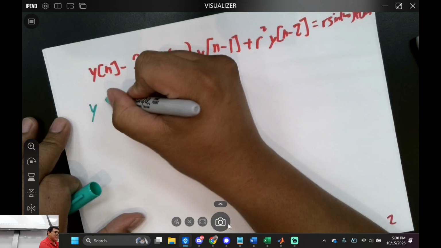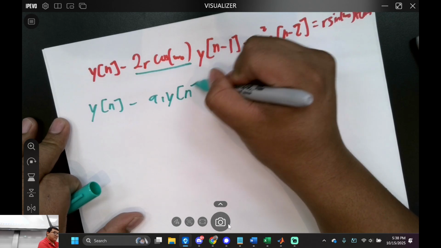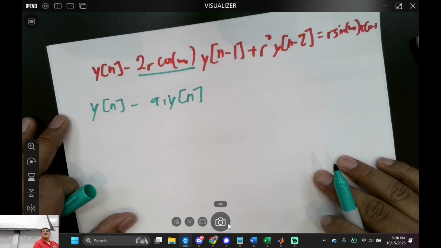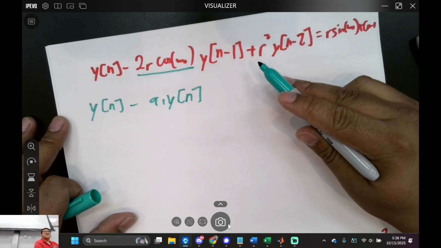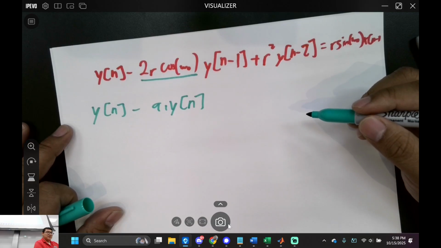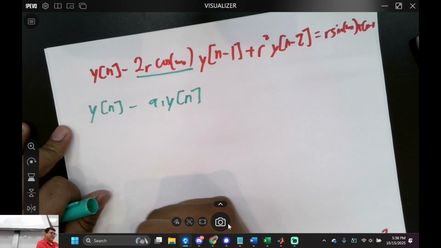So if I were to rewrite it as this, is anyone bothered by that? No? Everyone's understanding what's going on? So now, what's this r squared? That's also another constant. It's just a number, right? But should I do a minus or should I do a plus? How are you taught in class?